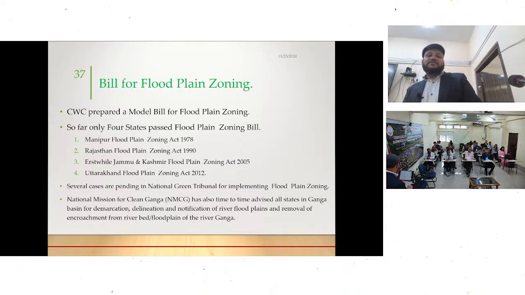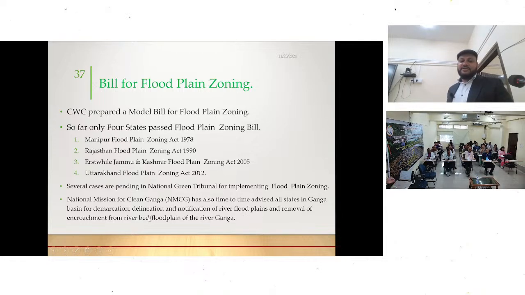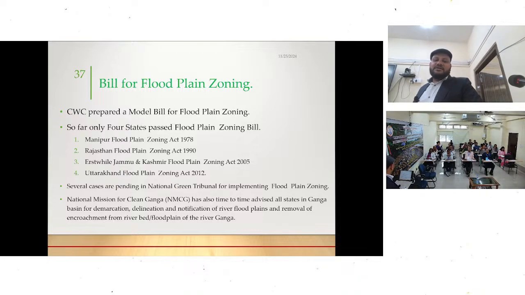On the bill for floodplain zoning, as I have already told, the Central Water Commission has prepared a model bill. So far, only 4 states have adopted it. The CWC circulated the model bill, and Manipur was the first state to adopt it. Then Rajasthan in 1990, Jammu and Kashmir, erstwhile, now divided into 3 UTs, in 2005, and Uttarakhand in 2012.